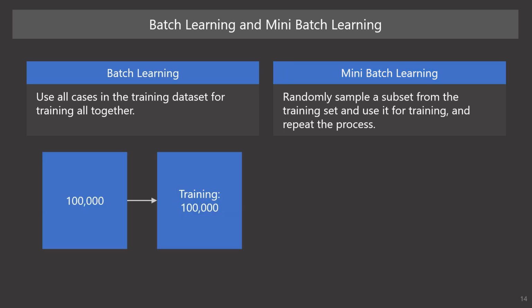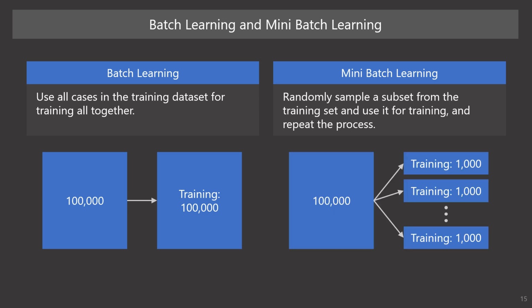As an example, suppose we have a training dataset which consists of 100,000 cases. In batch learning, we use all the 100,000 cases at once to train the model. On the other hand, in mini-batch learning, randomly selected 1,000 cases are used for training first, and then another 1,000 are randomly selected. This process will be repeated 100 times so that theoretically all the cases are used for training.